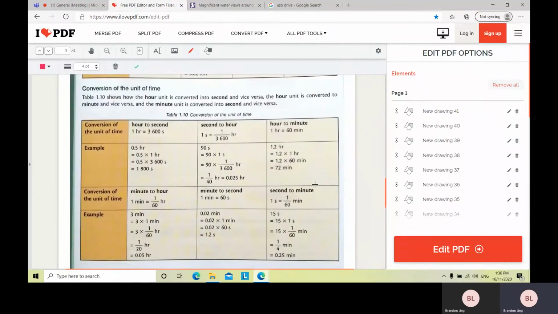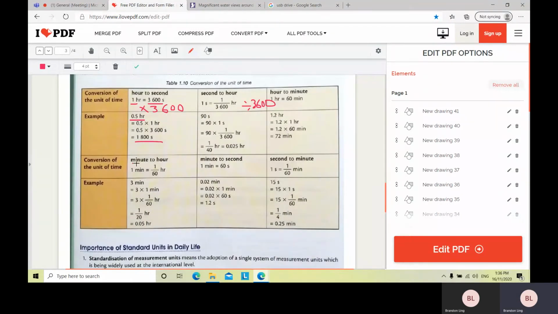Next we move on to the conversion of unit of time. From hour to second, you need to multiply by 3,600. From second to hour, you need to divide by 3,600. So here, if you have 0.5 hour, you just multiply by 3,600, and you get 1,800 second.